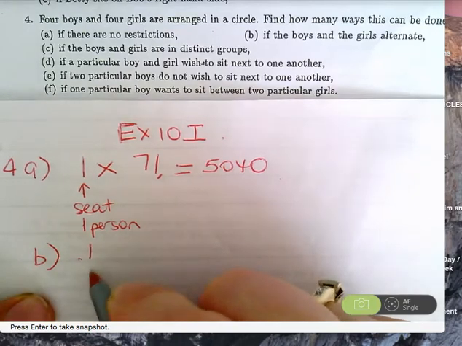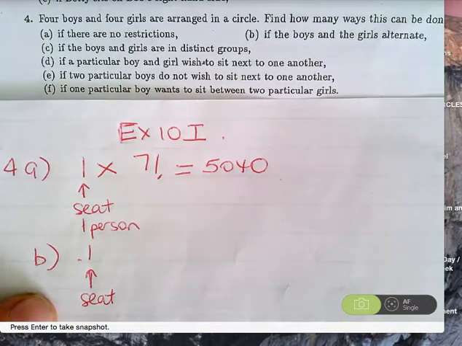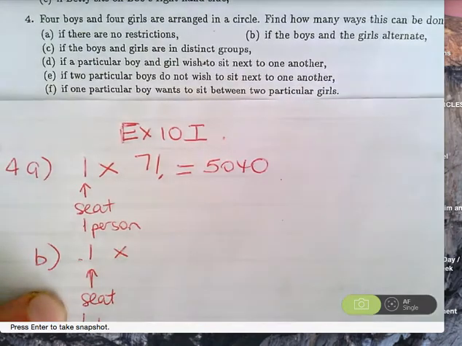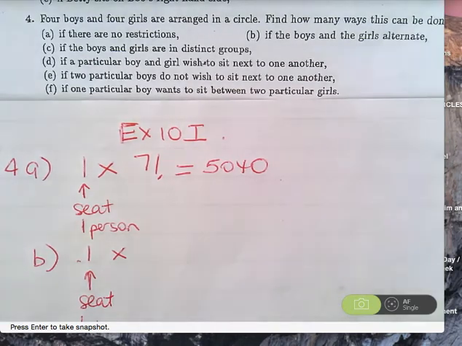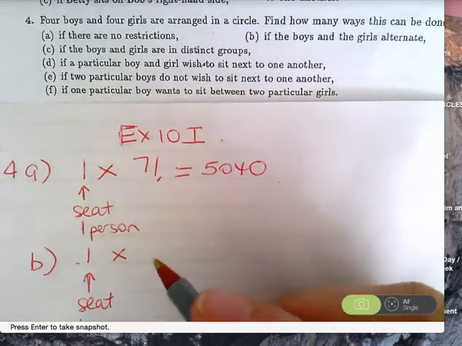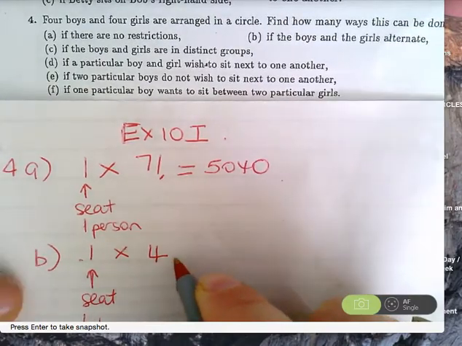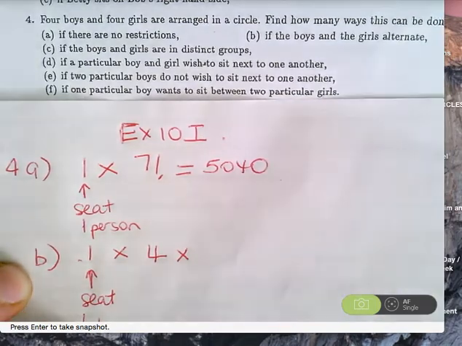Part B, if the boys and girls alternate, remember to first seat the first person. So we've 1 for seat any. Right, seat the first person. Say if it's a girl, I don't think it matters if it's a girl or a boy, because it's a circle and you could just twist it. So seat the first person. Now, if it was a girl, aren't there only 4 boys that could go there? So 4 other people remain.